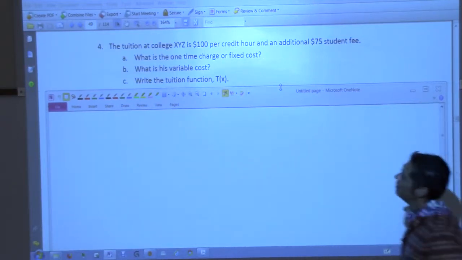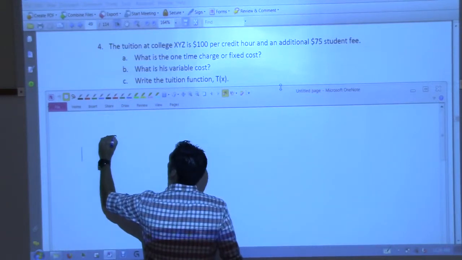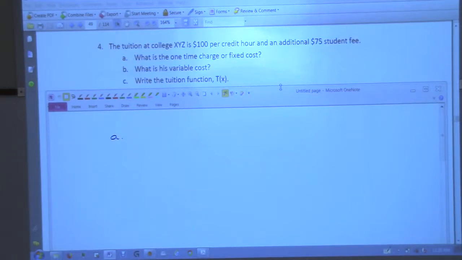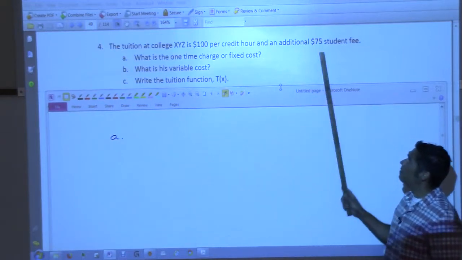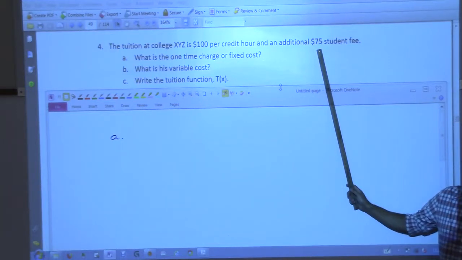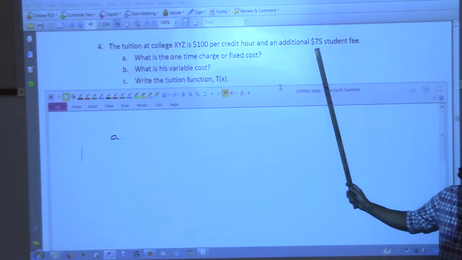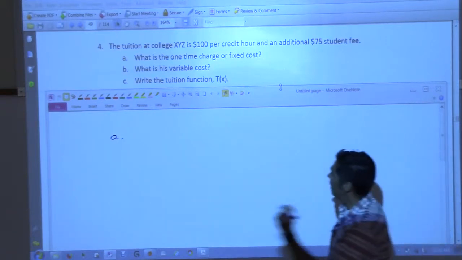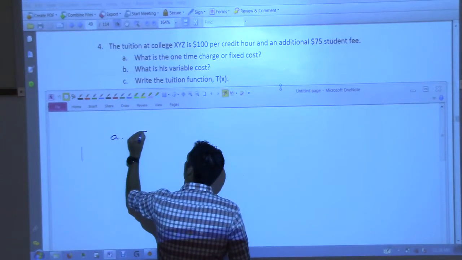So part A, what is the one-time charge or fixed cost for this? It would be the $75 fee. These student fees have nothing to do with how many hours the student's taking. It's just, are you going to go to college? You're going to pay a fee. That fee goes into parking and other things. If you take one class, you're still paying the $75. If you take 10 classes, you're going to pay the $75. So the fixed cost or one-time charge is $75.